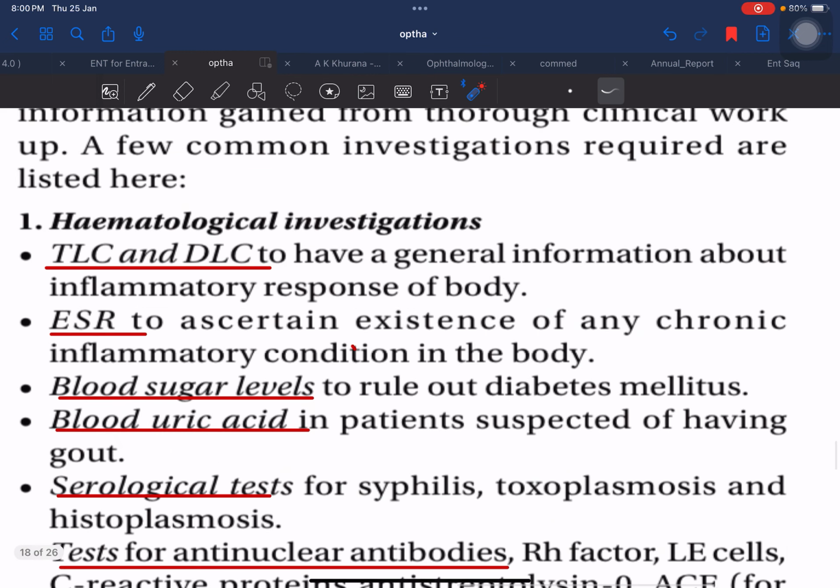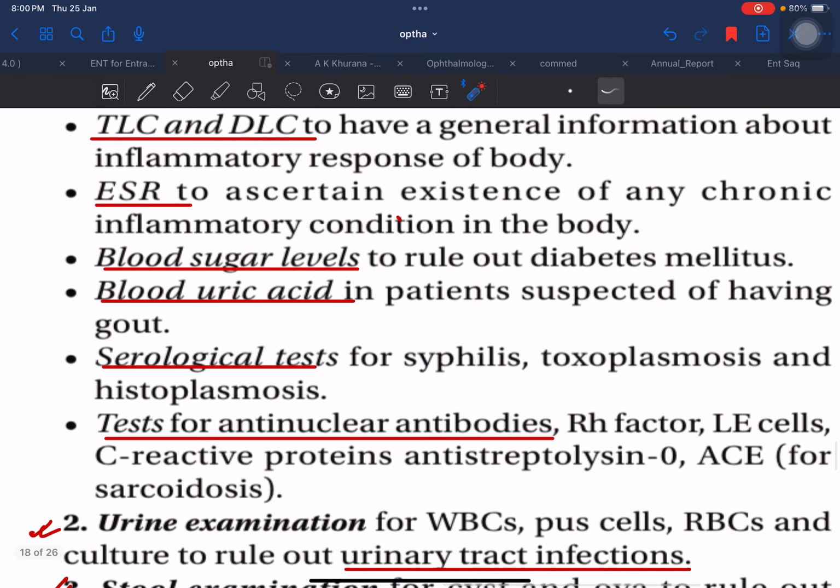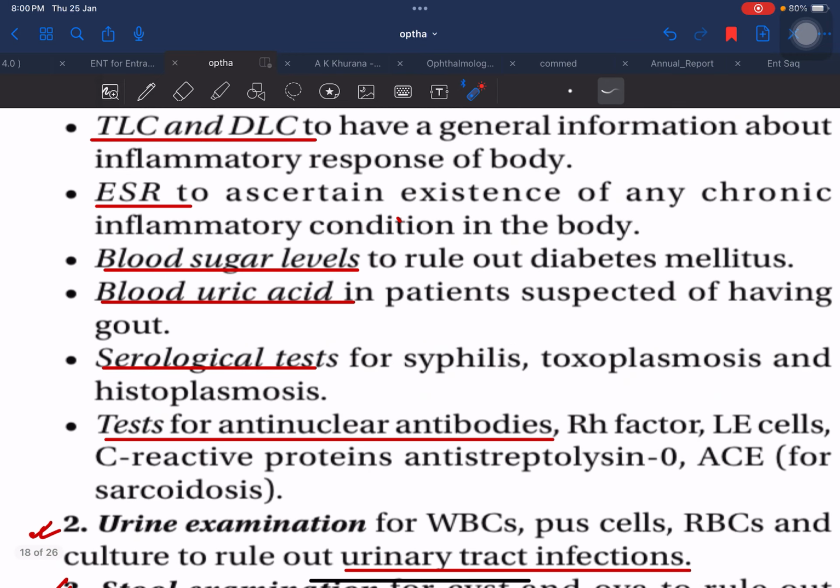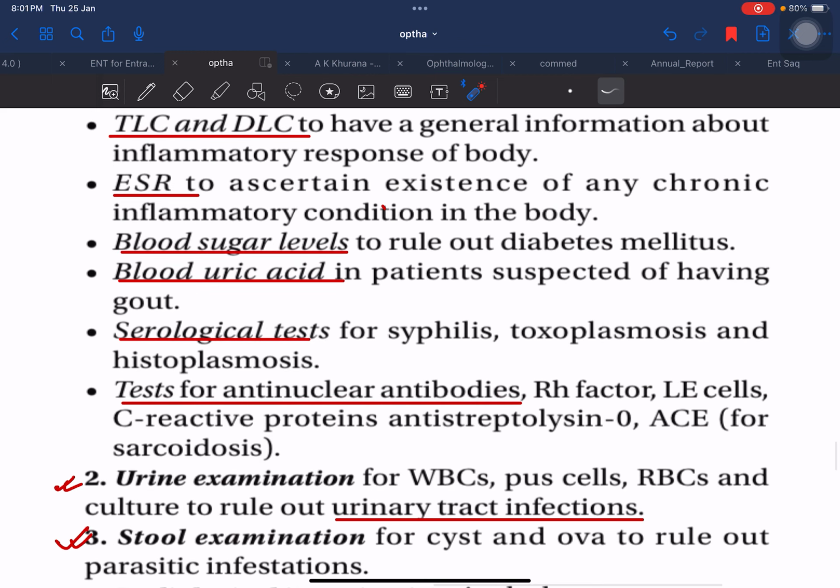So what are the hematological investigations we are sending? We are sending DLC, TLC, ESR, blood sugar, and blood uric acid level. We are sending serological tests for syphilis and toxoplasmosis, and we are testing for anti-nuclear antibodies, RA factor, LE cells, C-reactive protein, and anti-streptolysin O test. Now, these were for what?